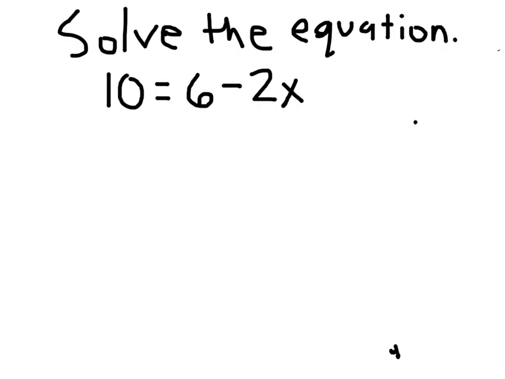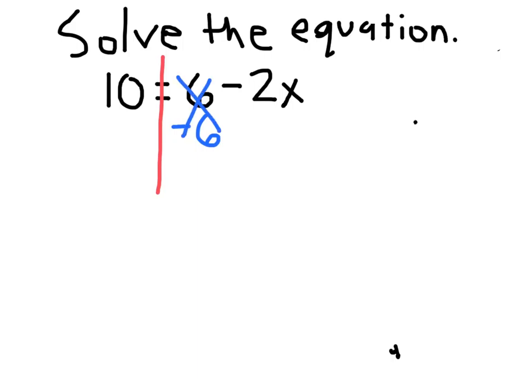Today we're going to solve two-step equations. To begin solving this two-step equation, we're going to split the equation into a left side and a right side. Our goal to solve this equation is to get x alone. So my first step in getting x alone, I'm going to subtract 6 from the right side.